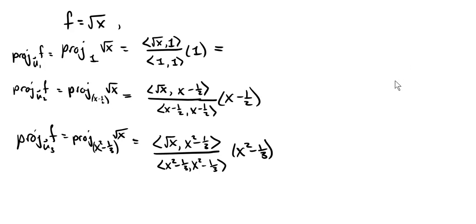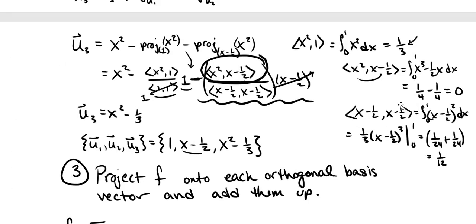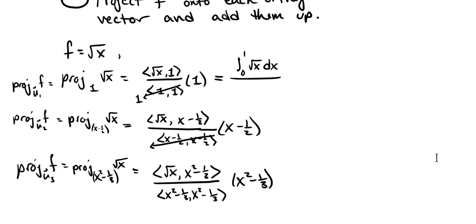Remember, the inner products are easy to write down. It's root x times 1, which is just root x. I'll go ahead and say we've already shown this is 1. We did that up here, that's 1/12. So let me write what I need here. I have this, that's almost done. This guy still needs to be integrated, right? Multiply these two and integrate.